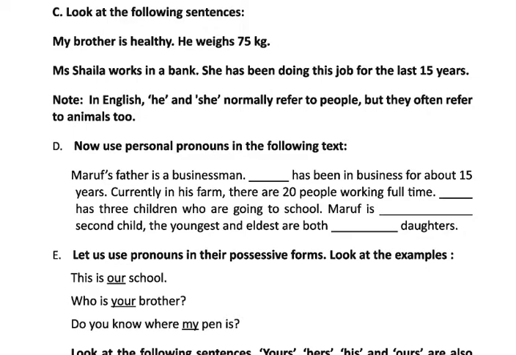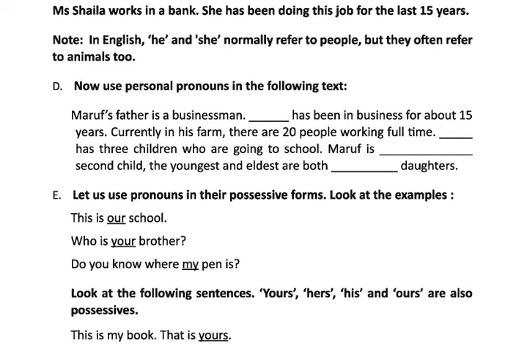Maruf's father is a businessman. He has been in business for 15 years. Currently, in his firm there are 20 people working full time. He has three children who are going to school. Maruf is his second child. The youngest and eldest are both his daughters.